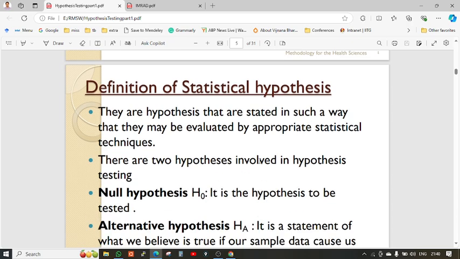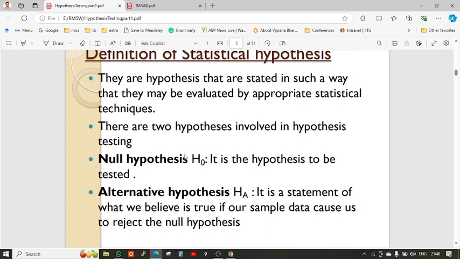By definition, hypotheses are stated in a way that may be evaluated by appropriate statistical techniques, and there are two types of hypotheses in testing methods. So we have to observe two things: either the null hypothesis, that is H0, or the alternative hypothesis, HA. H0 is the hypothesis that should be tested. We first define the null hypothesis, and we have to test it. Second is the alternative hypothesis. It is accepted as true if the sample data leads to rejecting the null hypothesis. So the alternative hypothesis is ultimately accepted by default when the null hypothesis is rejected. That is called HA.